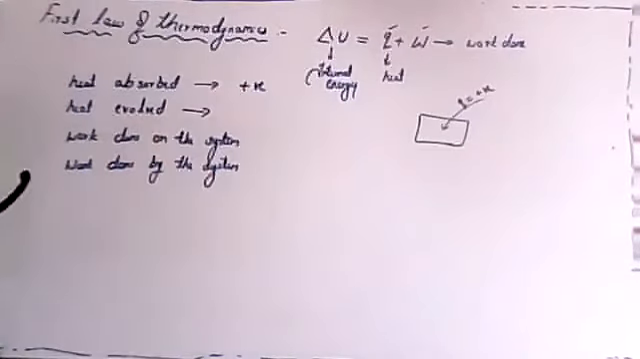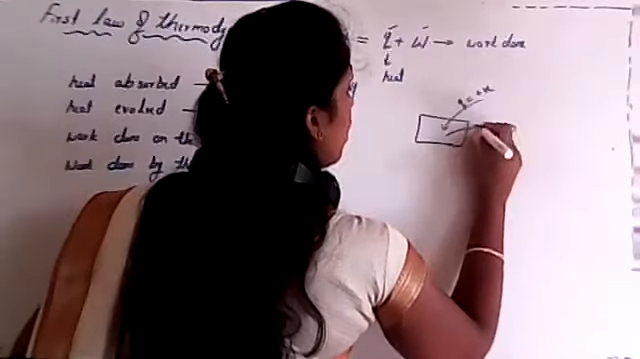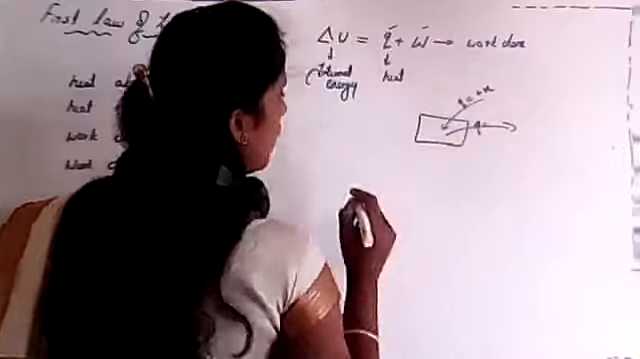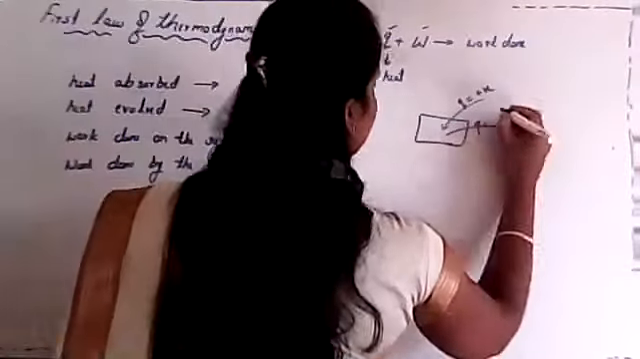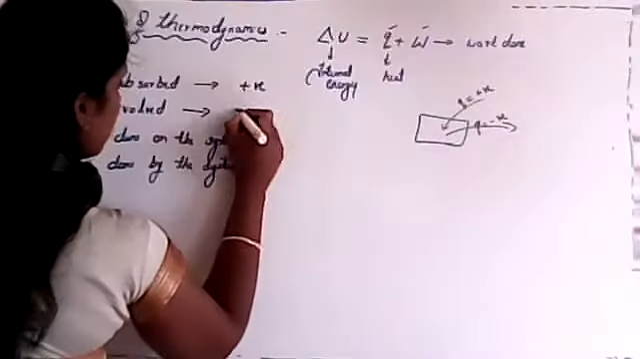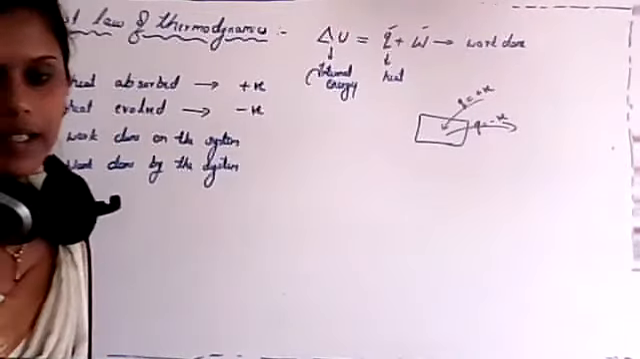So next one, heat is evolved. Heat is lost by the system. Heat is given out by the system. So that is negative. Very good. That is negative. Clear? So next one.